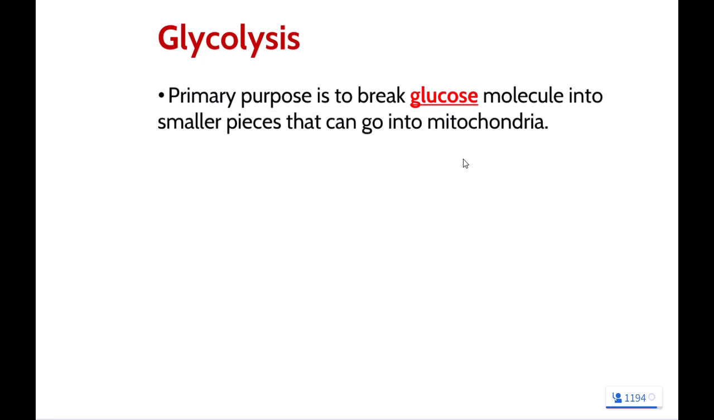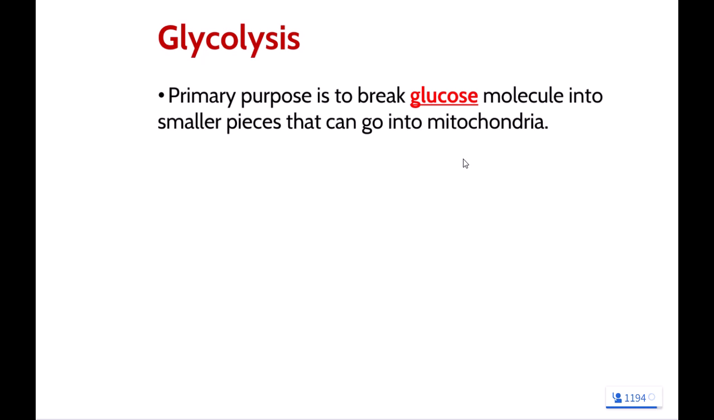So let's talk about step 1, glycolysis. If we had to summarize the purpose of glycolysis in a sentence, the purpose of glycolysis is to make a glucose smaller. We take a glucose molecule and chop it in half. And then we take that smaller piece and we send it into the mitochondria to be processed even more.